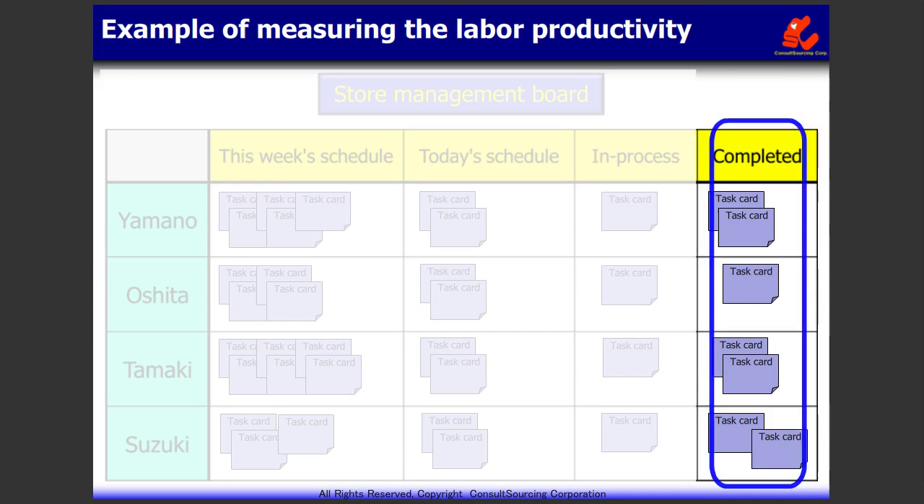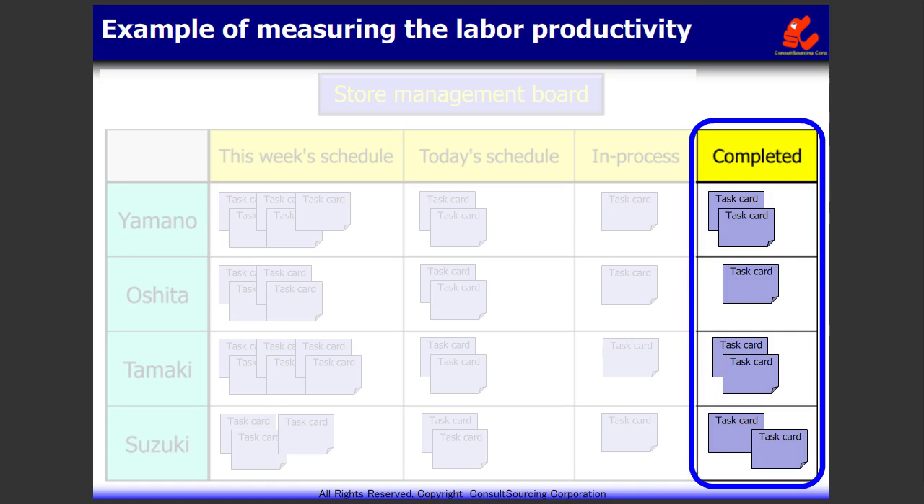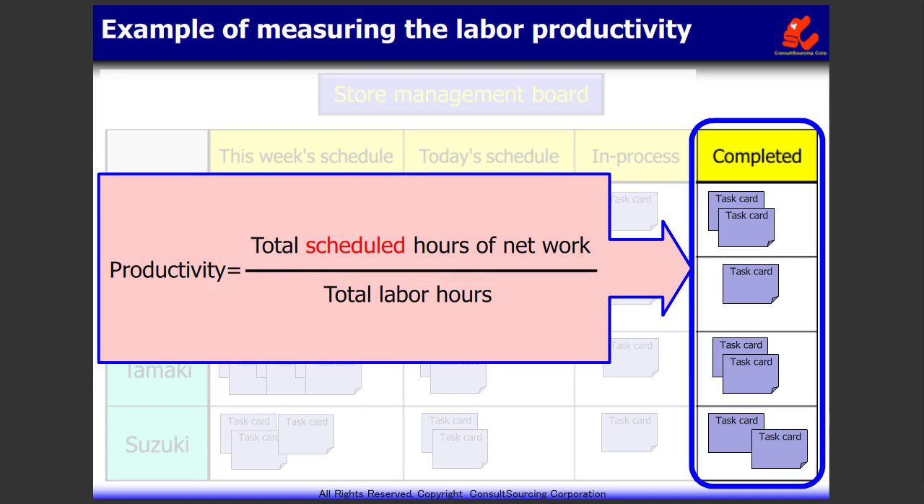By gathering data of task cards that have been completed in a store management, various information can be attained. For example, you can get to know a project team's labor productivity. First, classify the task cards into network and incidental work. Add the total scheduled hours for network. Divide the total scheduled hours by the total labor hours spent in order to calculate the labor productivity.